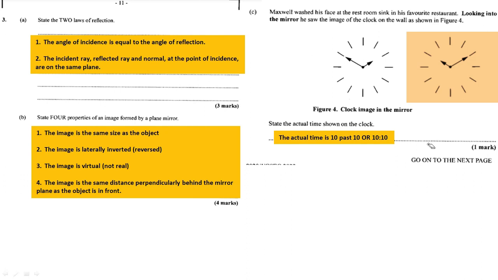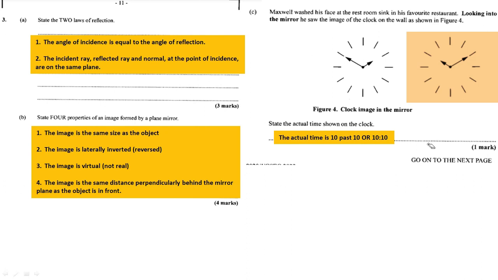Then it says state 4 properties of an image formed by a plane mirror. First, state 4 things of what happens to the image when it's in the mirror. 1, in a regular plane mirror, the image is the same size as the object. 2, the image is laterally inverted, as in it's reversed. 3, the image is virtual, it's not real. And 4, the image is the same distance perpendicularly behind the mirror plane as the object is in front. So if you're 1 meter away from the mirror plane, your image is also 1 meter away from the mirror plane in the back.